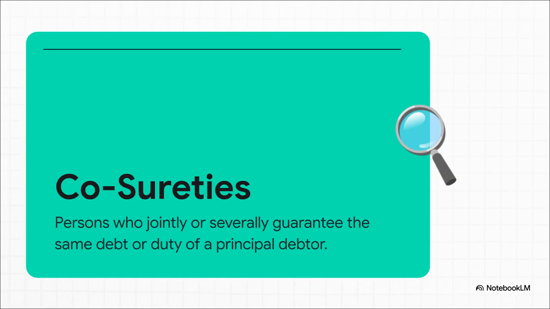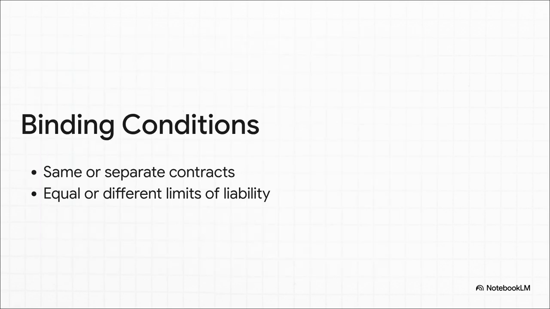Now read that terminology carefully. Under a contract of guarantee in our Act, when more than one person steps up to guarantee the exact same debt, they legally become co-sureties. Whether they do this jointly together or severally completely apart, the core unifying factor under Sections 146, 147, and 128 is that the underlying debt or the duty of the principal debtor remains identical. Binding conditions: same or separate contracts, equal or different limits of liability.